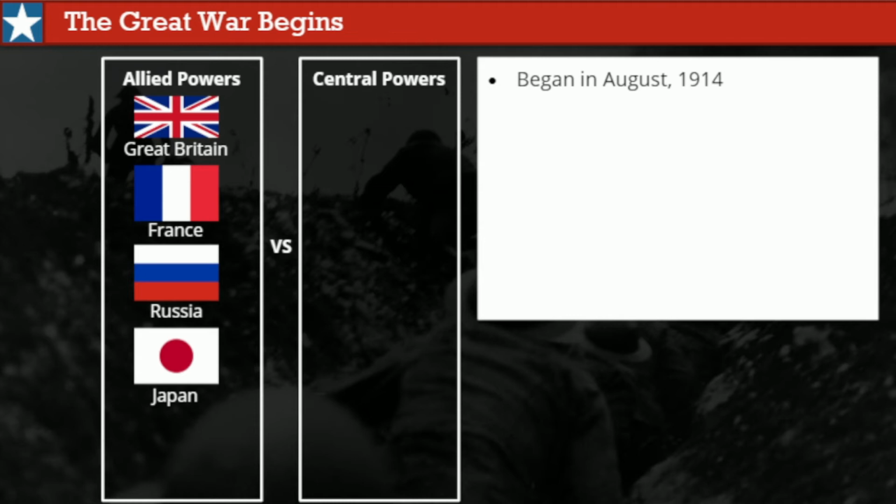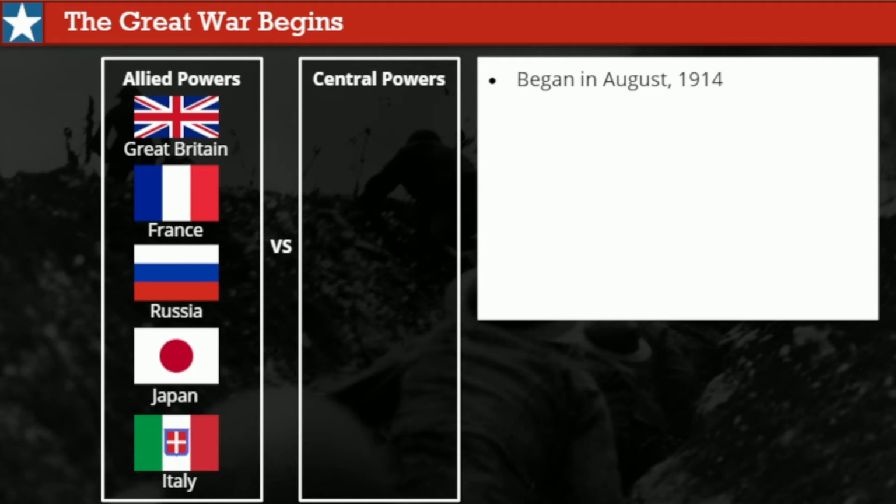Japan joined the Allies almost immediately by declaring war on Germany, seizing the opportunity to take German territories in the Pacific. This turned the conflict into a world war. Italy also joined the Allies in the second year of the war after a brief period of neutrality.